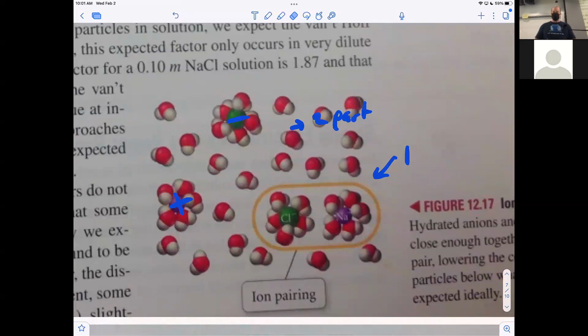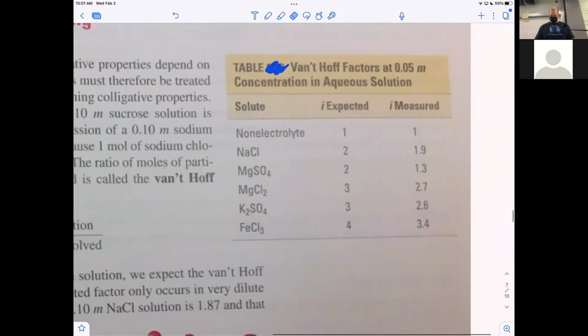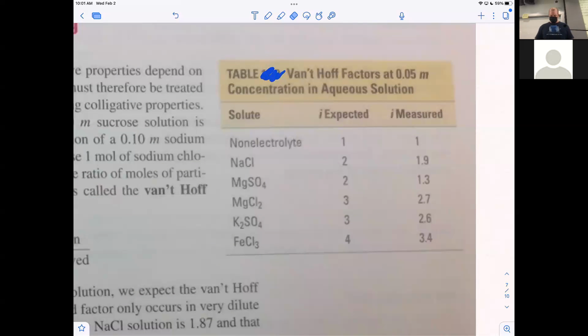And the problem with this is that colligative properties deal with the number of particles. And so you would expect there to be a certain number of particles, but we actually observe it like it's less. So for instance, sodium chloride, you expect there to be 2 particles, but we find out that it really behaves more like 1.9 particles. And magnesium sulfate, you think it should be 2, but it really behaves like 1.3, and so on. So for these various different types of ions, and this just messes things up.